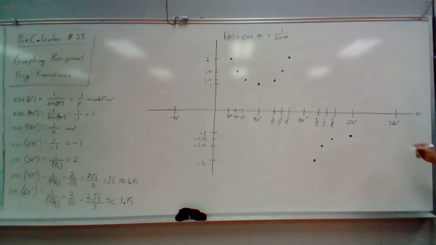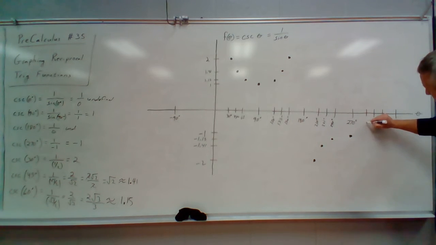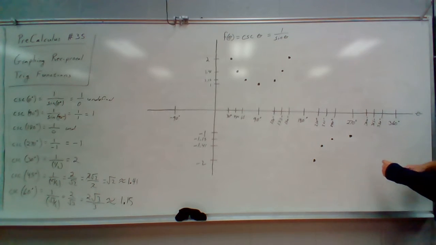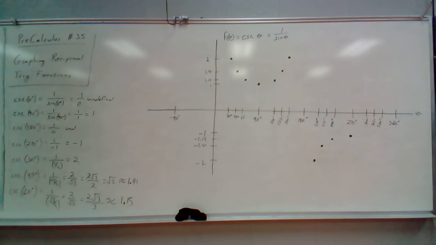All right, let's do one more quadrant. So this would be 300 degrees, 315 degrees, 330 degrees. All right, so 300 degrees matches with 240. So now I'm in the fourth quadrant, so my y-coordinate is negative. So I will get this value, negative 1.15.